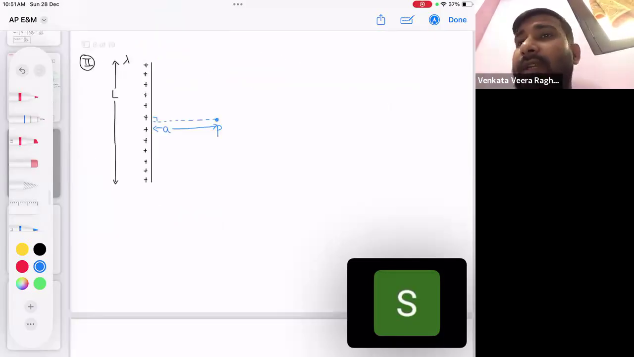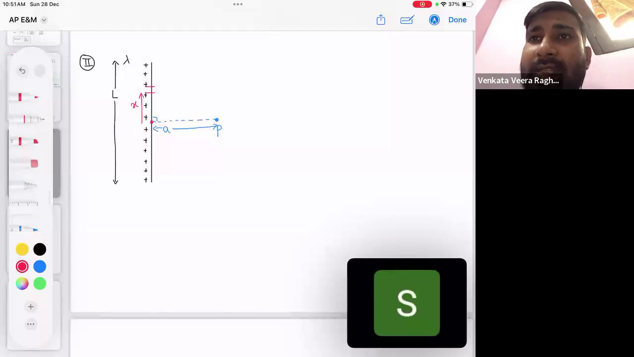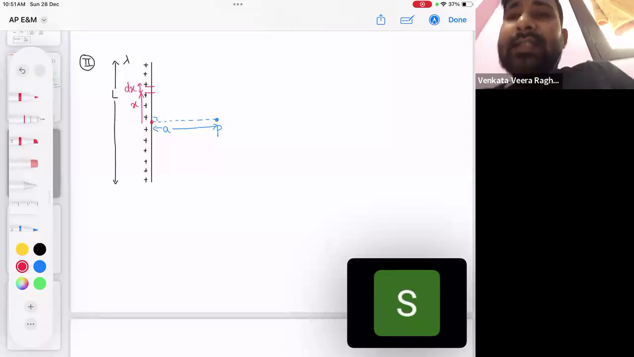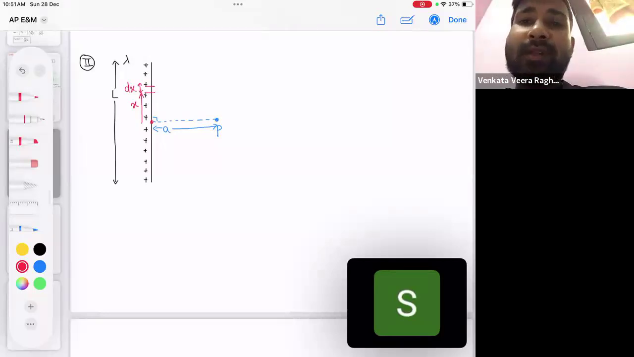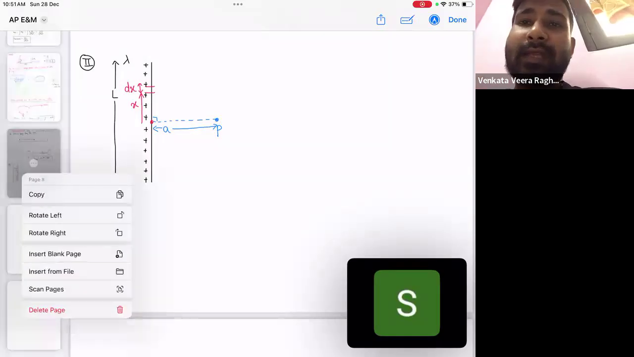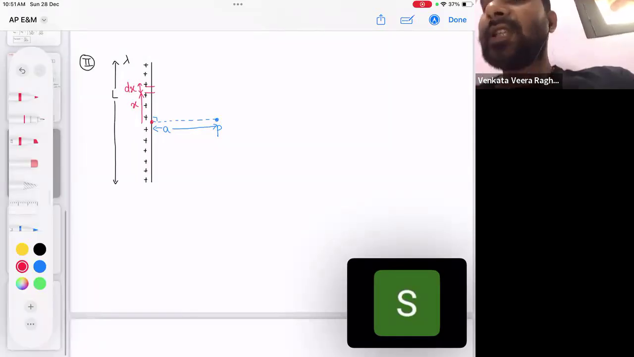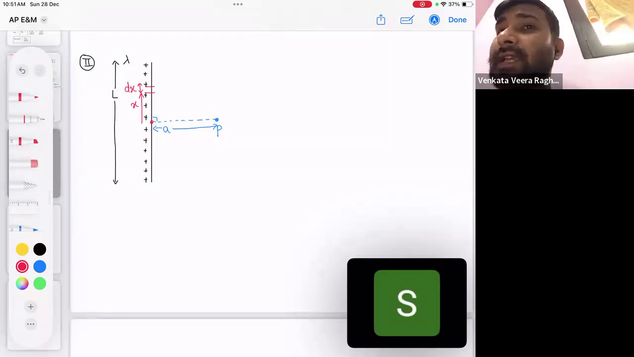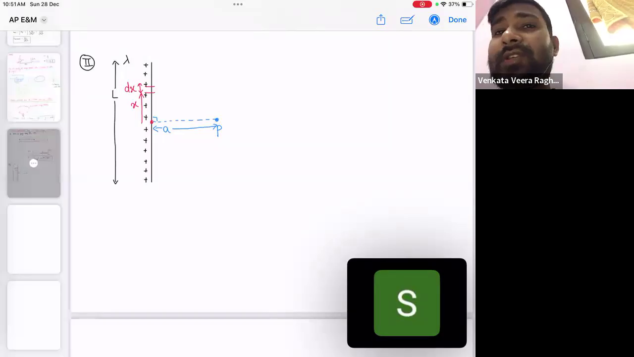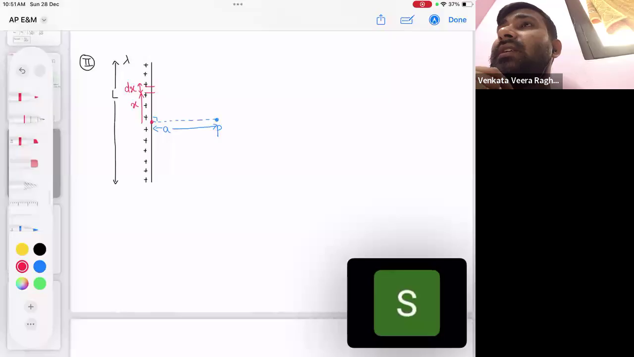Now if I want to calculate the potential at this point, what should I do? Can I take, at a distance x again, a small element, and the small element will have length dx? Are we following the similar process to whatever we did in the field calculation? Exactly the same approach. In the field calculation, at a distance we used to take a small element and calculate the field due to it.